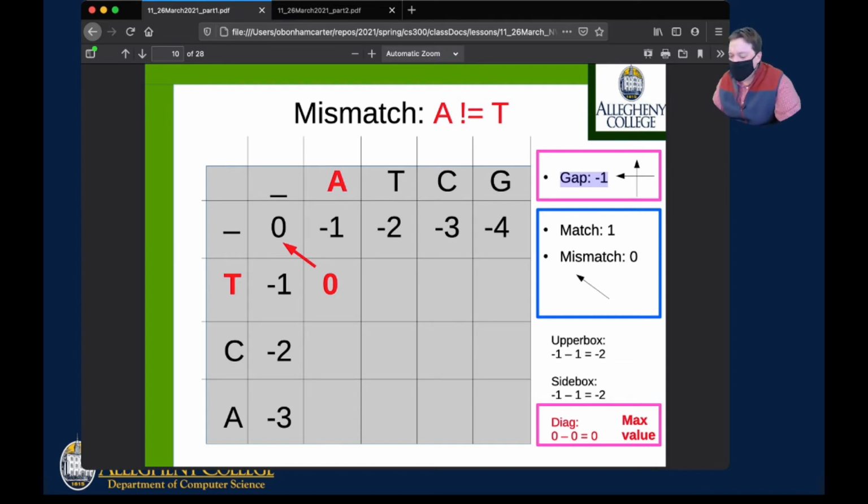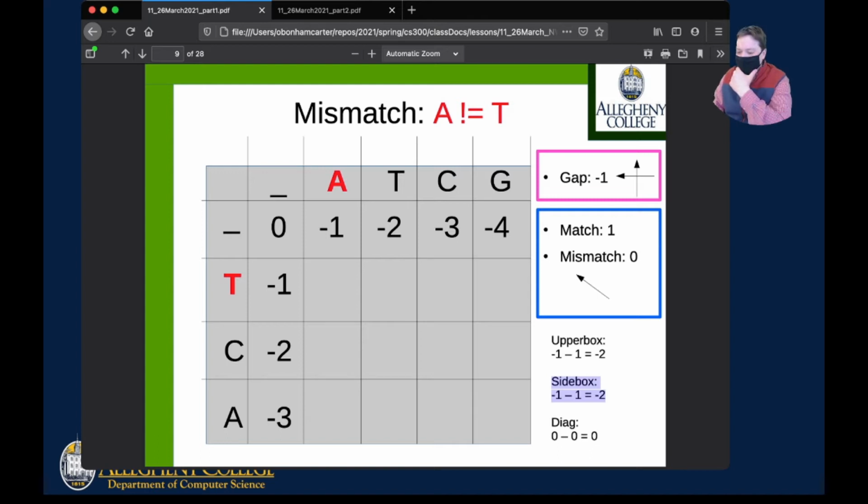Anyway, I have to make 3 different calculations per cell. The first one is the upper box, where I'm looking right above me, where I have -1. So I take my -1, and I have to subtract another 1 from it because it's the gap. You just have to calculate this gap. So -1, -1, and that's where this value comes from here. That's my upper box. Next I have to do my side box, where I'm looking left of where I am right now.